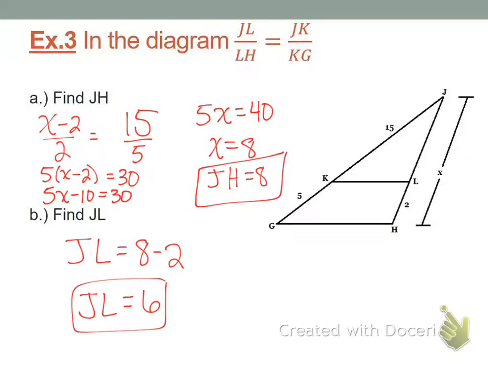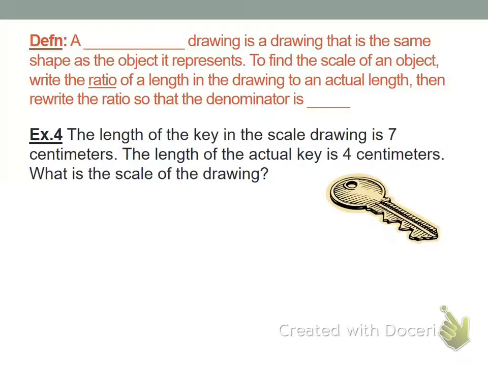Questions, concerns about example 3? Need more time with it? All right. A scale drawing, you may have heard of these before, is a drawing that is the same shape as the object it represents. To find the scale of an object, write the ratio of a length in the drawing to an actual length. Then rewrite the ratio so that the denominator is 1.